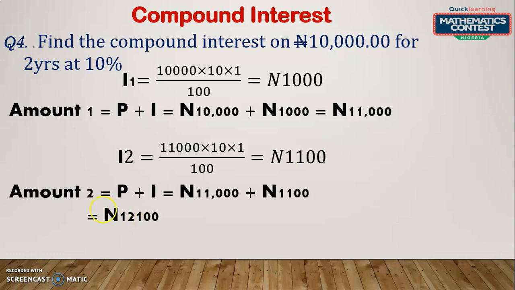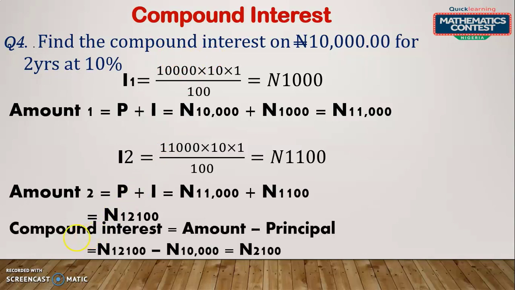Now, what we get now is just the amount at the end of the 2 years period. But the question says we should find the compound interest. So for us to get the interest now, the compound interest is the amount minus the principal. So the amount, what we get at the end of the 2 years, 12,100, minus the principal at the beginning of the year, 10,000, and this will give us 2,100.